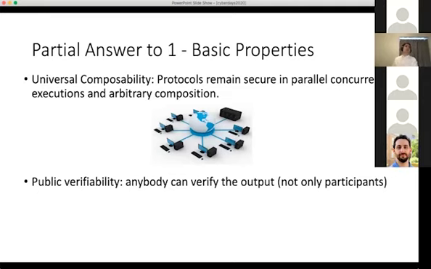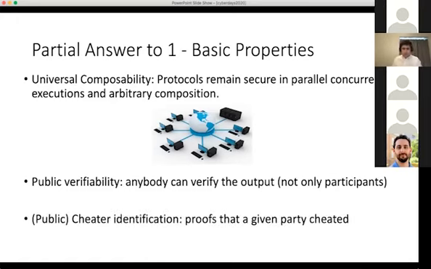Moreover, we require that this protocol is publicly verifiable, meaning that anyone can verify that a certain output was obtained from computing on these private inputs, even though they were not part of the original computation. And also, we require public cheater identification, meaning that anyone can verify that a certain party has been acting dishonestly during execution of the protocol.